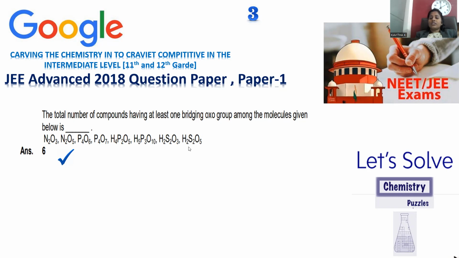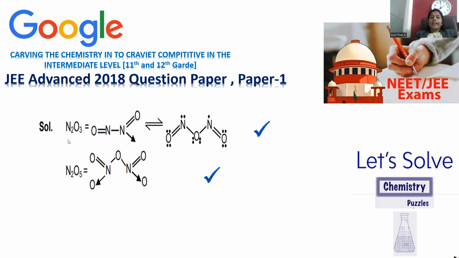In order to answer this question, everybody should know the chemical geometry of the given compounds. 1, 2, 3, 4, 5, 6, 7, 8. 8 compounds are provided, among which 6 have the bridged oxo functional group. So let's see. N2O3, dinitrogen trioxide. If you observe, there is a resonating structure. Nitrogen bonding is there in one structure, while another structure has oxygen bridging the two nitrogen atoms. So we can say N2O3 has a bridged oxo. Oxygen is bridging two nitrogens, right? So put a tick mark here.